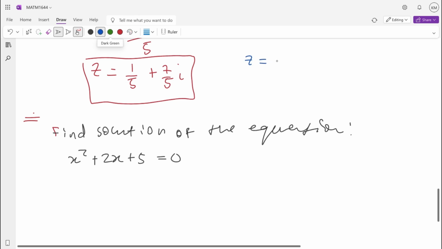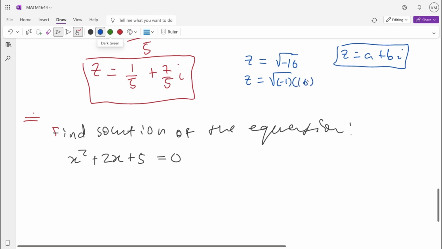Say z equals the square root of minus 16, and you want to write this in the standard form, z equals a plus bi. So how do we do that? Basically you're going to say that z here is the same as the square root of minus 1 times 16. So you can rewrite minus 16 as minus 1 times 16. Then z will be root of minus 1 times root of 16. Remember, root of minus 1 is i. Then root of 16 is 4, so basically this will become 4i.